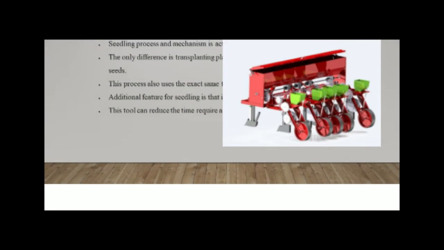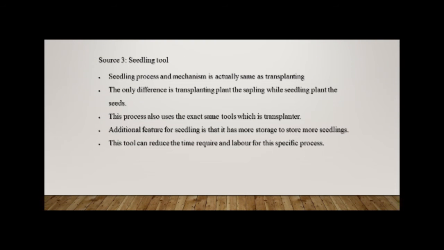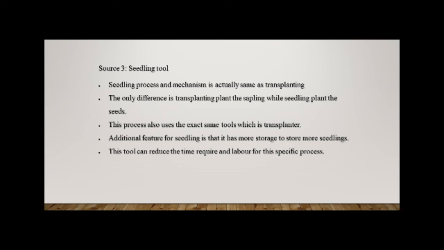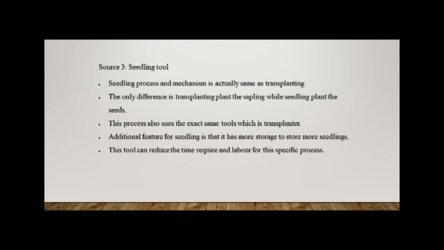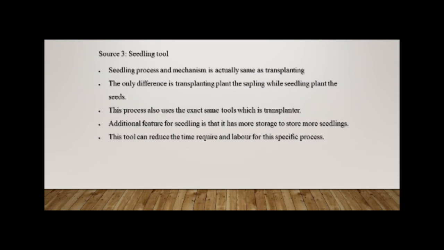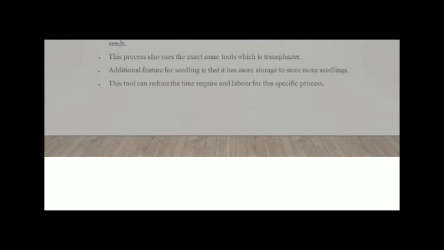The last one is seedling. The seedling process and mechanism are actually the same as transplanting; the only difference is that transplanting plants the sapling while seedling plants the seeds. This process also uses the exact same tool, which is the transplanter. An additional feature for seedling is that it has more storage, which can store more seedlings. This tool can reduce the time and labor required for this specific process.